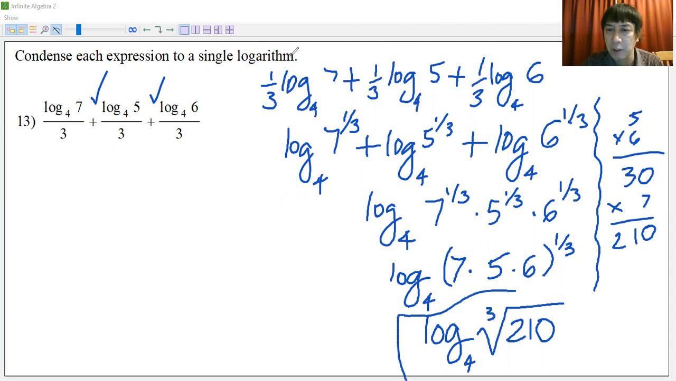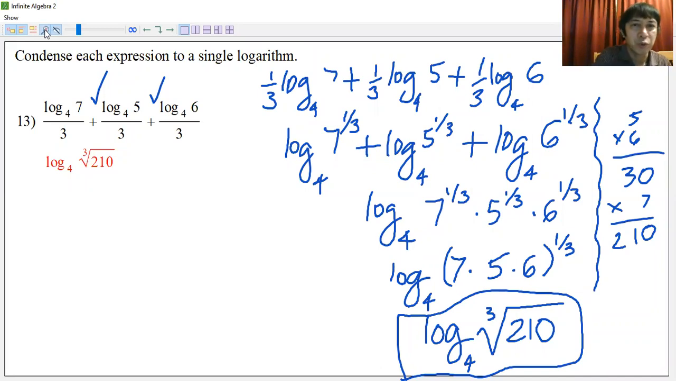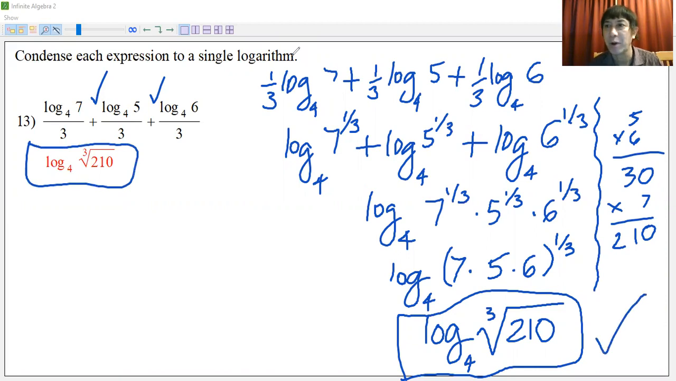There. And this must be our required answer, okay? So you see, this is now one single logarithm, and we can now verify the answer. Okay, let's check. All right, it's over there. Logarithm of cube root of 210. It's over here. Logarithm of cube root of 210 base 4. Okay, so this must be correct. And just remember how we did it. Okay, so you'll be able to learn how to expand or condense. Okay, let's have the next number 14.